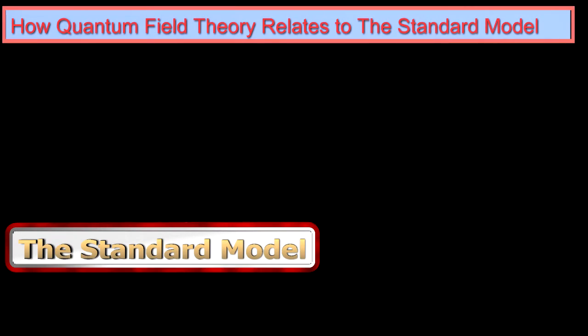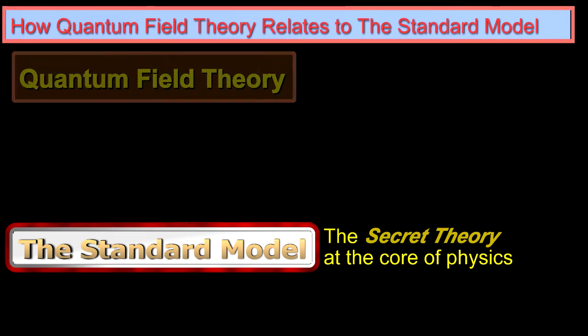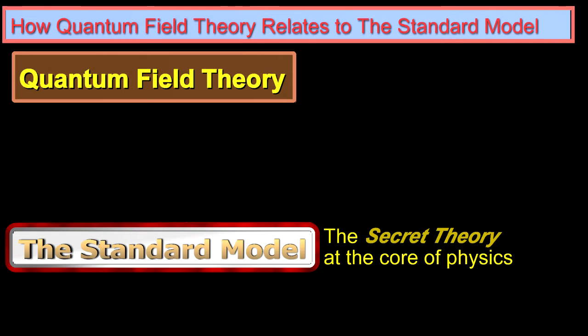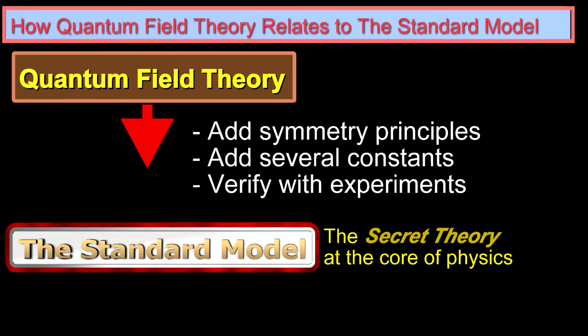We'll start with the Standard Model, which I call the secret theory at the core of physics. The Standard Model is a quantum field theory with a particular set of symmetries imposed on it. The symmetries represent guesses by theoretical physicists for how the universe works. If the symmetries produce verifiable predictions, then they become physics principles. The symmetries of the Standard Model have been verified hundreds of times in countless experiments. The most famous verification was the Higgs field in 2012.